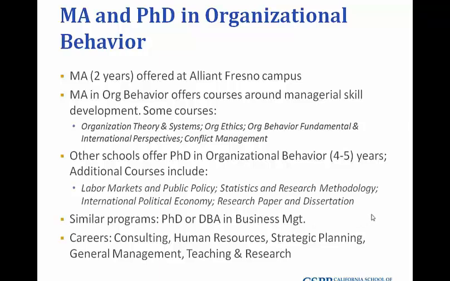What are some careers that are related to org behavior? People who take this field, especially those who finish with a PhD, also go into consulting, human resources, strategic planning, general management, or teaching and research. Those people who take a PhD in OB, as I said, not offered at this school but offered in many other universities within their business school, many of them go into the academe. Many of them teach and do research within general management.